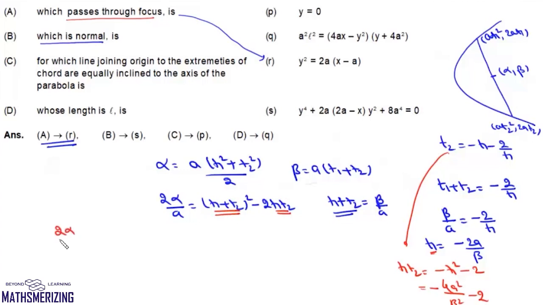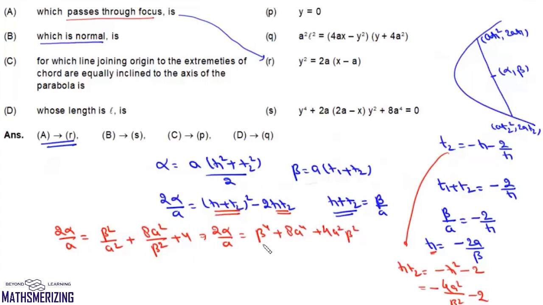So now we'll put the value of t1 plus t2 and t1 into t2. So it'll be 2 alpha upon a equals (t1 plus t2) square, and (t1 plus t2) square is beta upon a whole square. So it'll be beta square upon a square minus 2 t1 t2. So it'll be minus and minus will be plus, so it'll be 8a square upon beta square plus 4. Now we'll take a square beta square as LCM. So we'll get 2 alpha upon a equals beta to the power 4 plus 8a to the power 4 plus 4a square beta square, upon a square beta square.